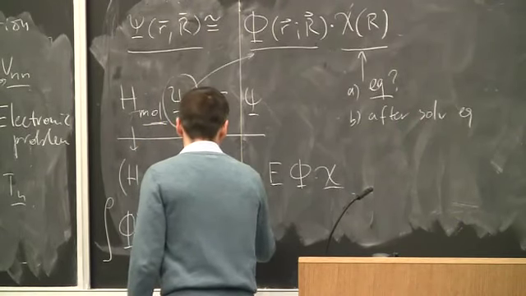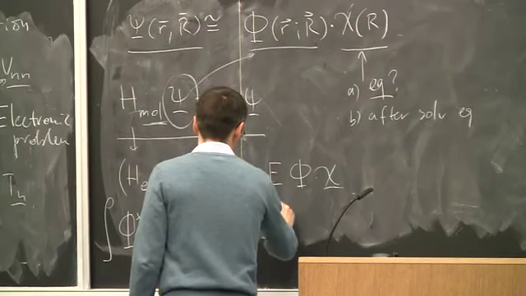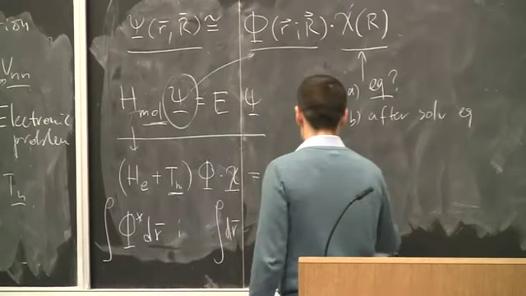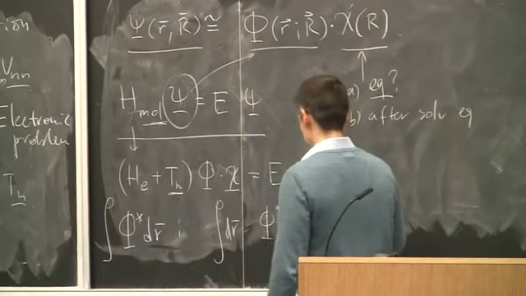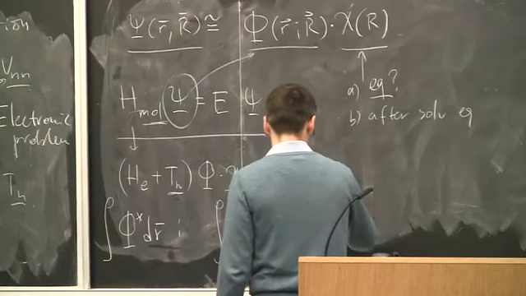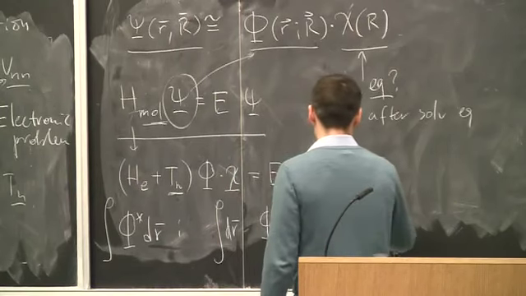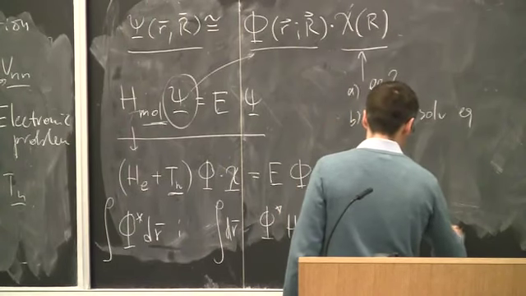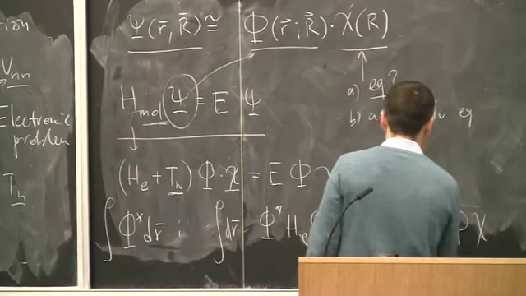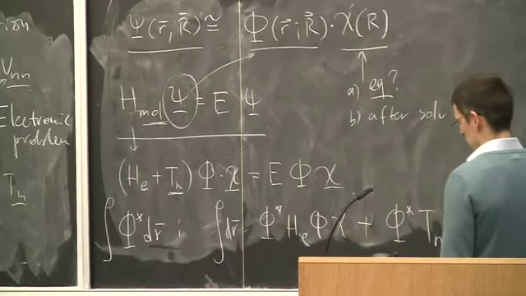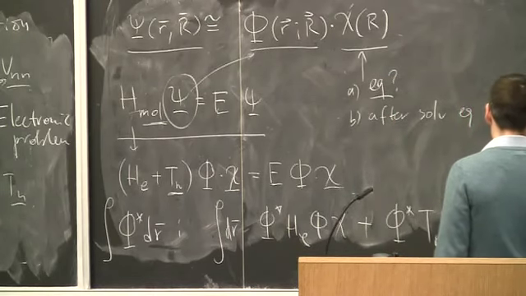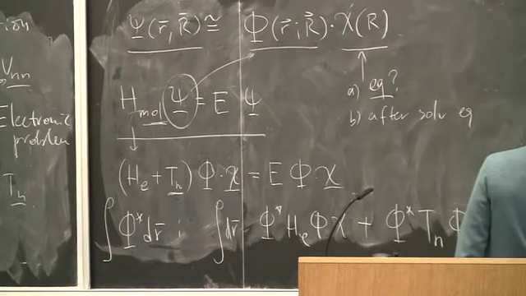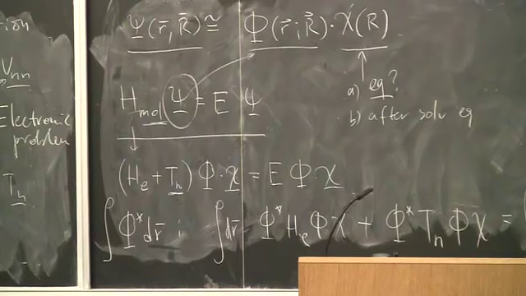We get the integral of phi star H electronic phi, and then there's a chi, of course, plus phi star Tn phi chi, equals the integral dr phi star E phi chi. Okay?